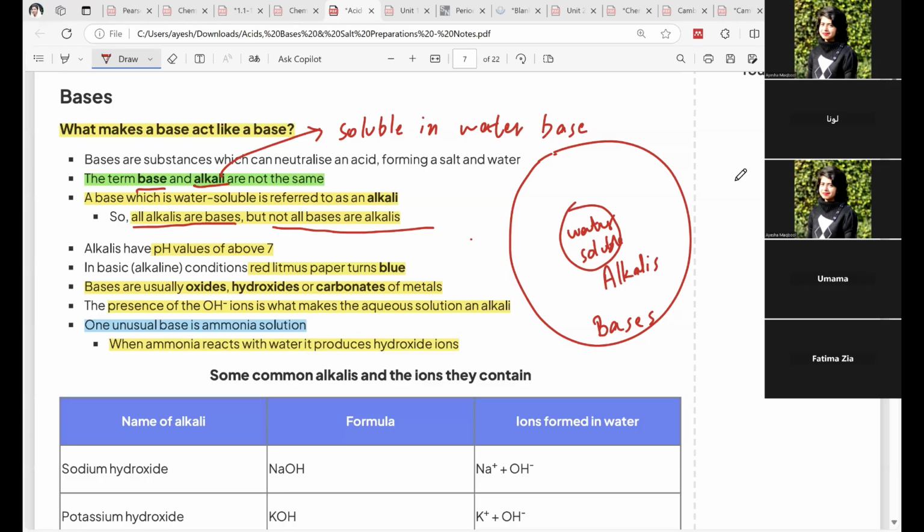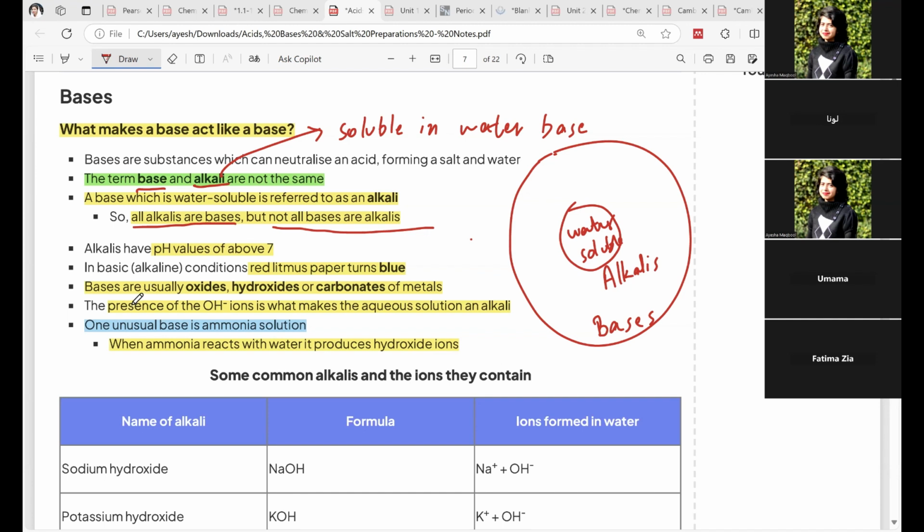So we said that the base is going to be a general term, but the alkali is going to be a smaller term. So all the alkalis are bases, but not all the bases are alkali because not all the bases are soluble in water. So pH will be above 7. If we use the litmus paper, red litmus paper turns blue with the base. Metal oxides, hydroxides, carbonates are usually bases, meaning they all have the pH more than 7.